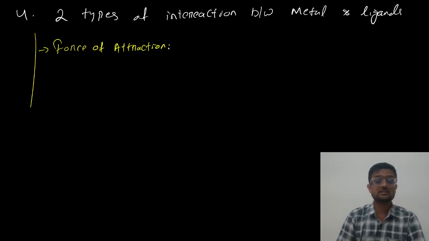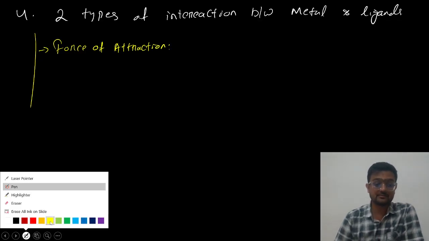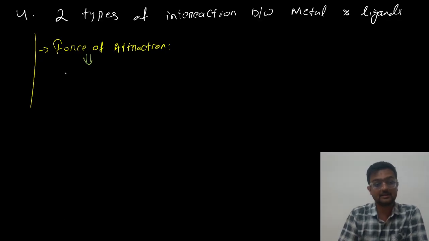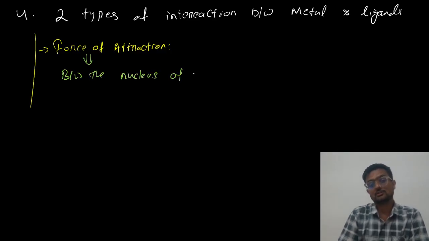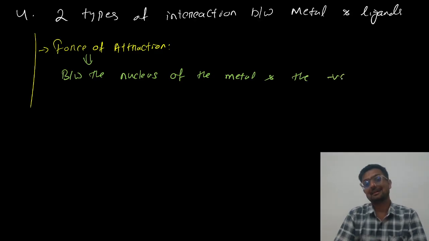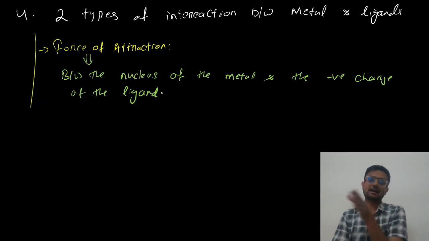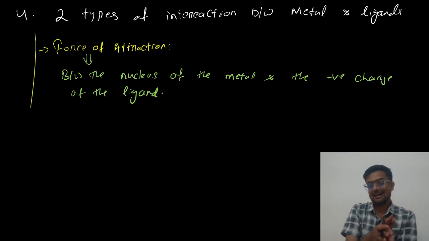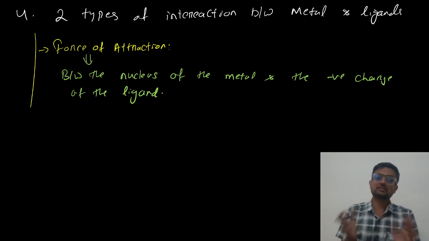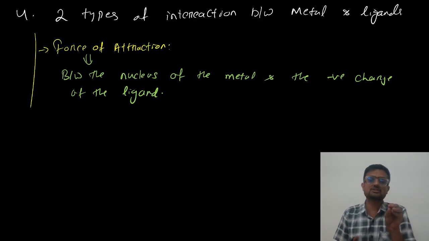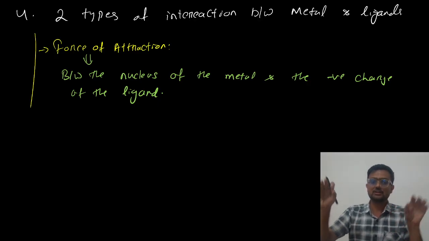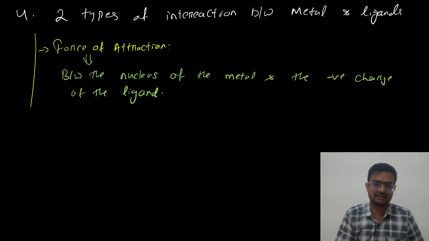So force of attraction किसके बीच में होगा? There is a force of attraction between the nucleus of the metal and the negative charge of the ligand. So basically we know that ligands क्या होता है? Ligands will have the negative charge. Metals will have nucleus. Nucleus is always positive charge. So there will be force of attraction between the positively charged nucleus and the negatively charged ligand. So both will attract each other. This is called force of attraction.